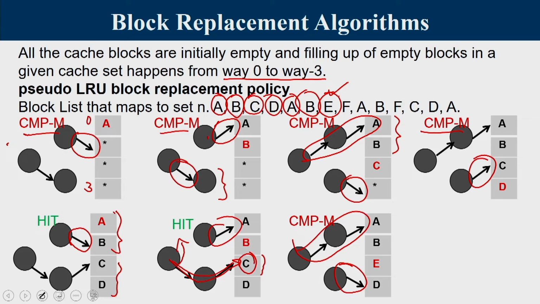Then we have F, you have to see that the next element is F, and at this particular juncture after accessing E, this is how the tree looks. So this is the position of the arrows. So A is the pseudo LRU block.